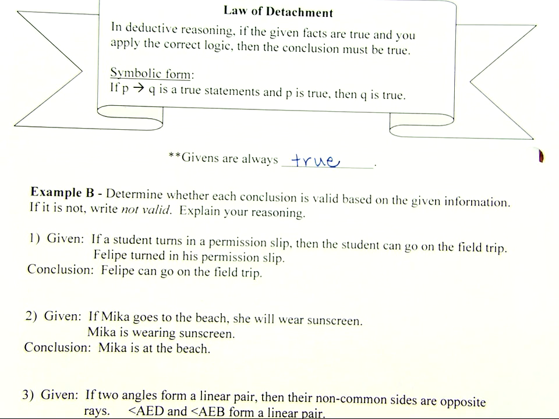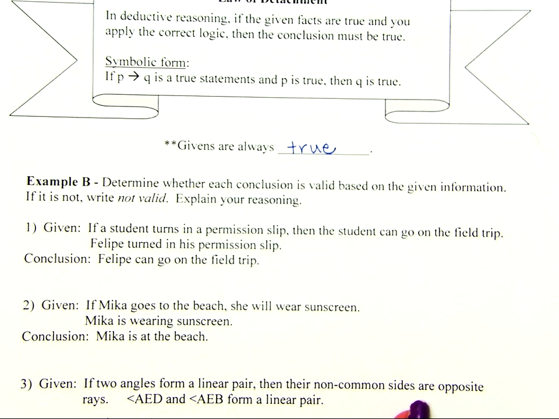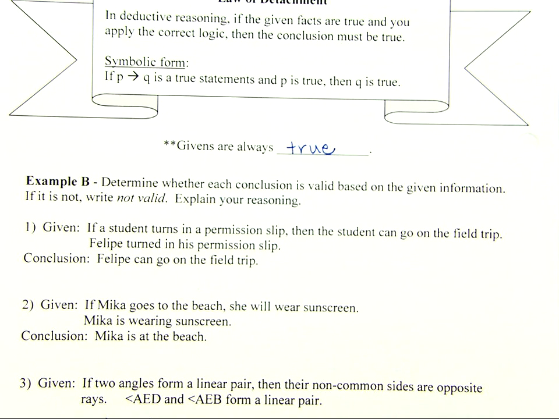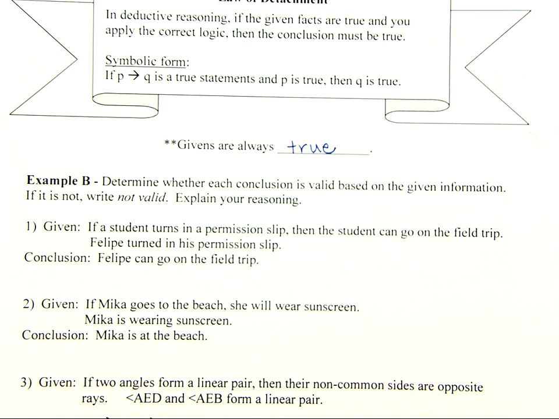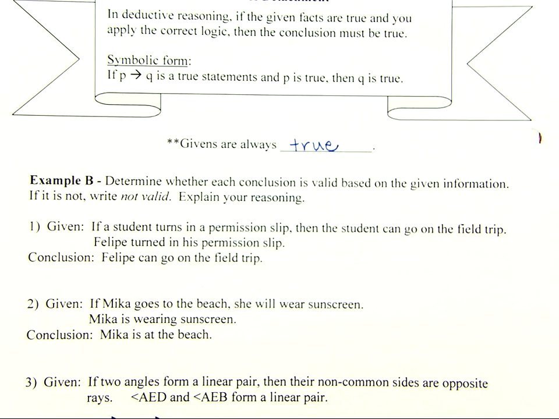So in number 1, we are given the statement, if a student turns in a permission slip, then the student can go on the field trip. Felipe turned in his permission slip. Can we conclude that Felipe can go on the field trip?